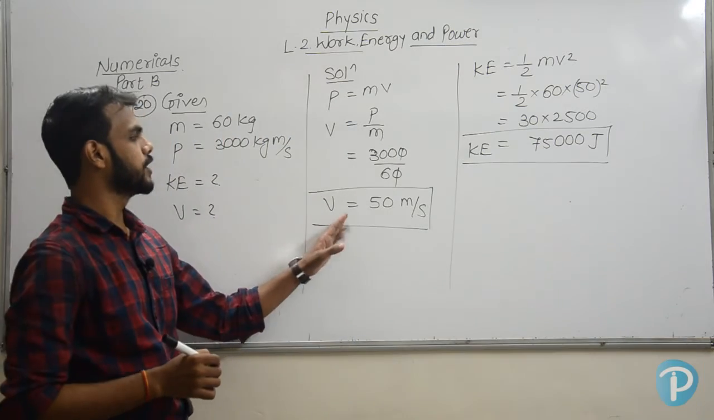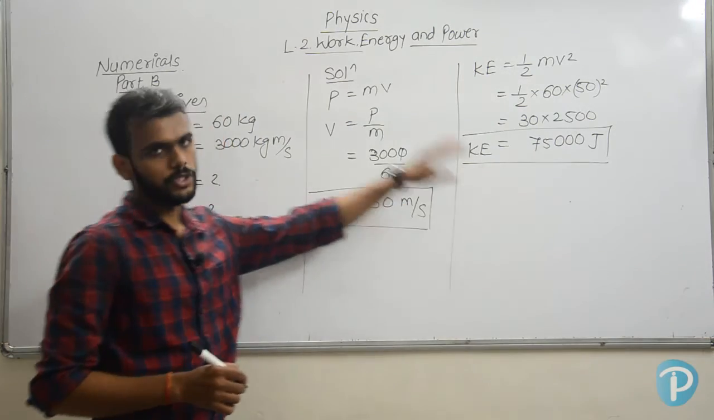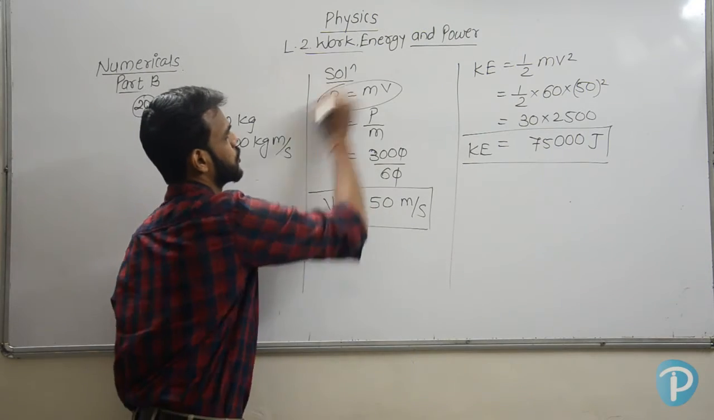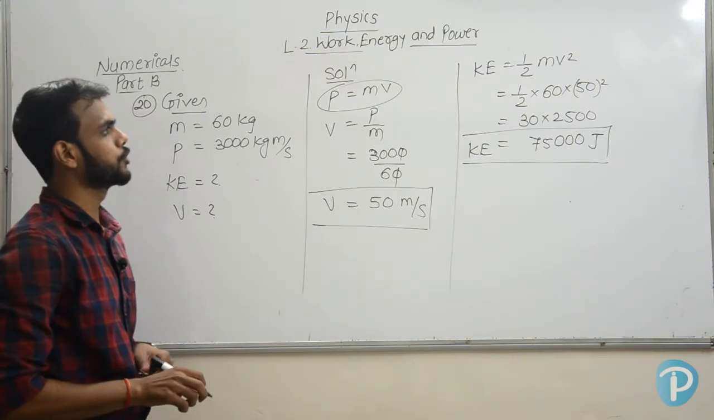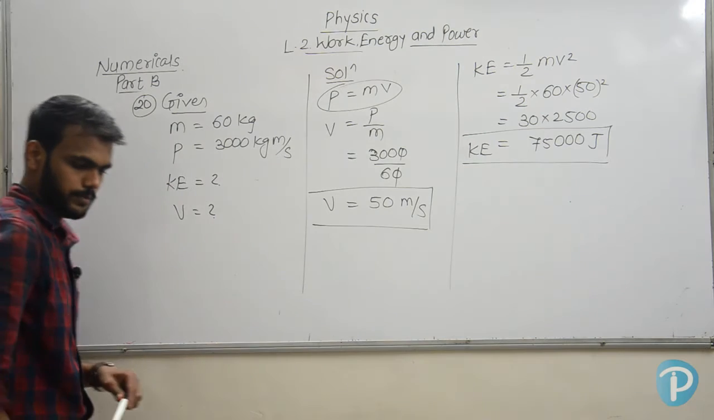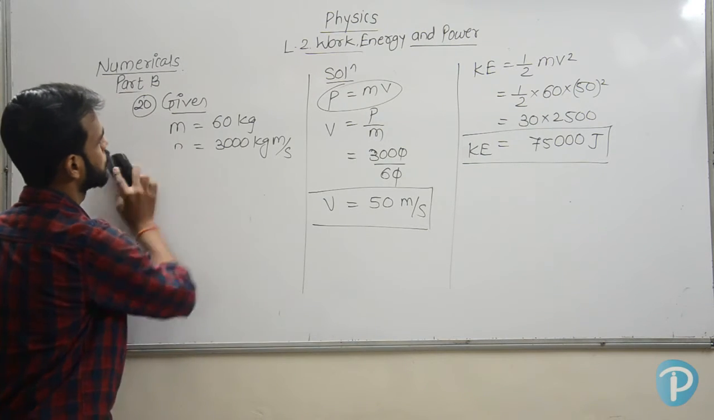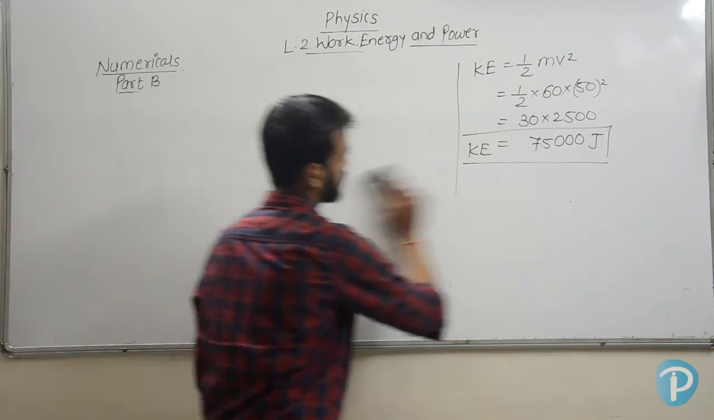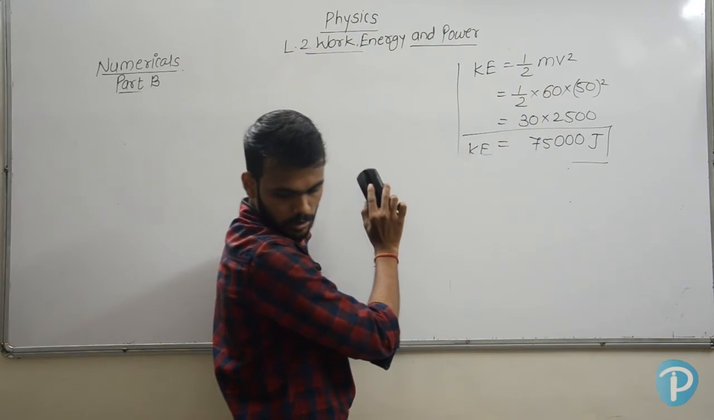So we have calculated velocity and kinetic energy. Given data was mass and momentum. This is the new equation which we have studied. Okay. One more question we have from the exercise that we'll solve. That is question number 23.